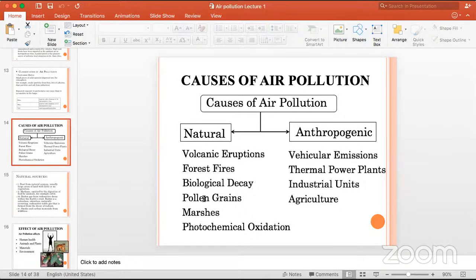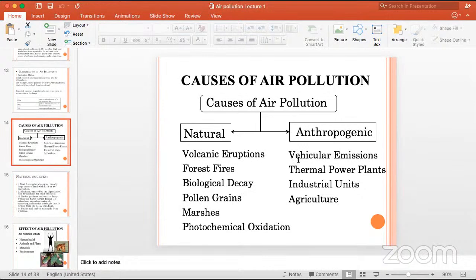Marshes and photochemical oxidation, right? So these are all the natural causes. Yes, air pollution does happen naturally, and it was not a problem until there were these exaggerated anthropogenic emissions.